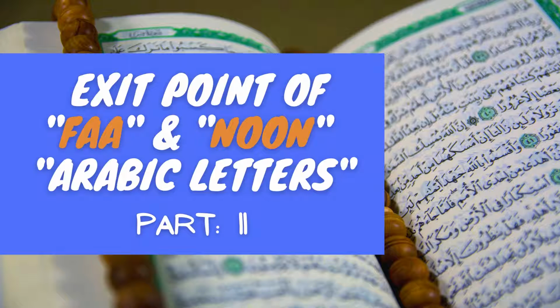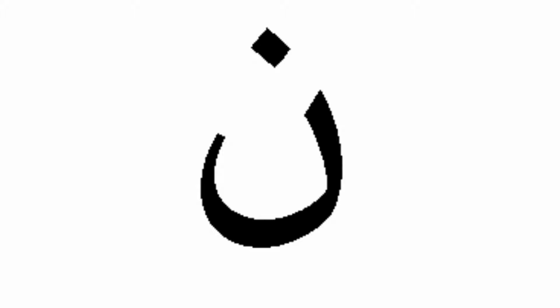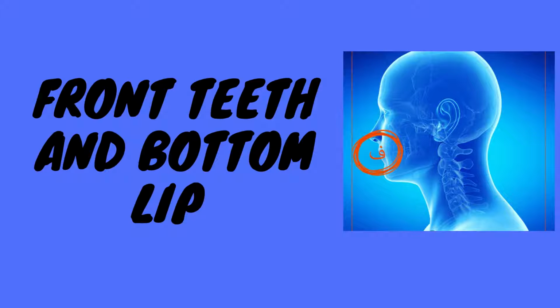In this video, we are about to learn the exit point of letter Fa and letter Noon. So we have Fa with one dot at top, and we have Noon. Fa, and Noon. The letter Fa is pronounced from the front teeth and bottom lip.